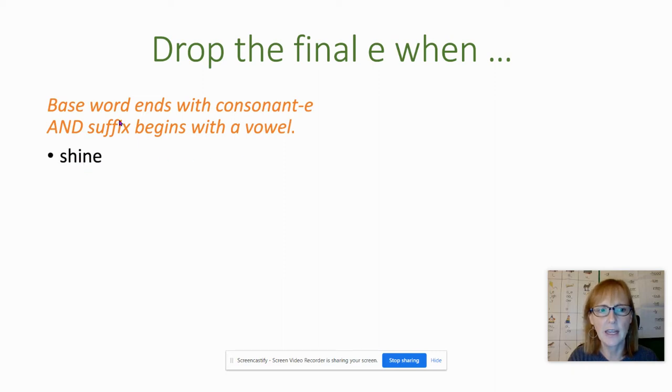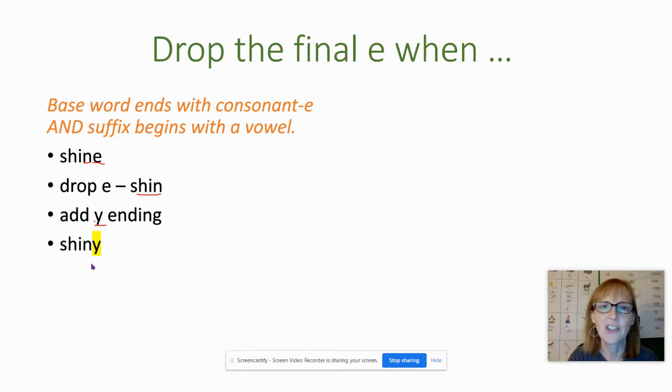So here we have shine. The base word ends with consonant E. There's our consonant, the consonant's N. There's our E. The suffix is going to begin with a vowel. So we're going to drop that E, and we end up with shin. We're going to add Y. Y is a vowel in this case, right? Y is a vowel when it comes at the end of the word. So then we end up with the word shiny.